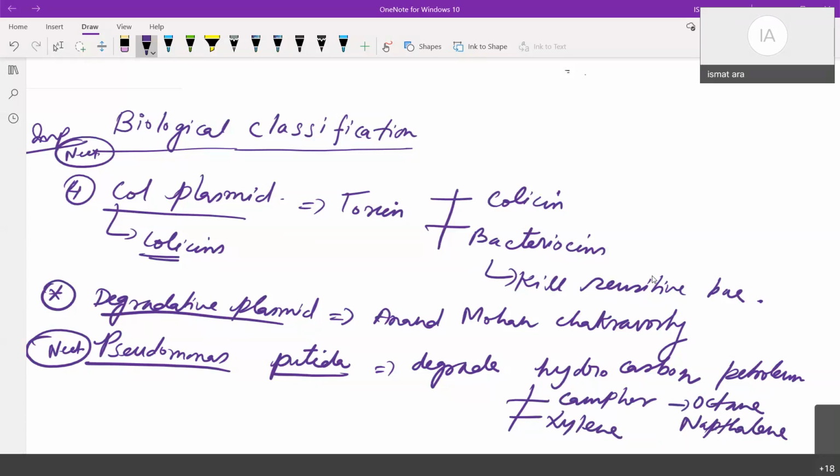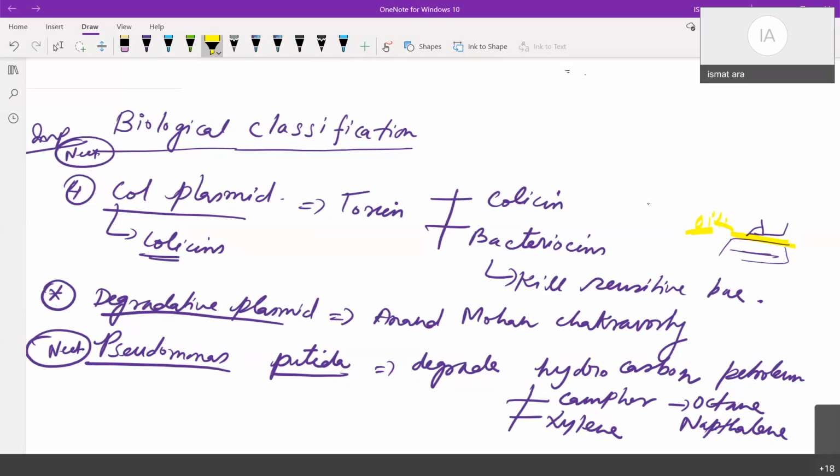You know, in ships oils are transported, students, in large quantity. So oil spilling takes place during the transfer. Suppose this is the ocean, or river, whatever. And here is the ship. With this ship, oil leakage takes place. And due to this oil leakage, this oil will create a layer. Suppose this is the layer of oil above the water.